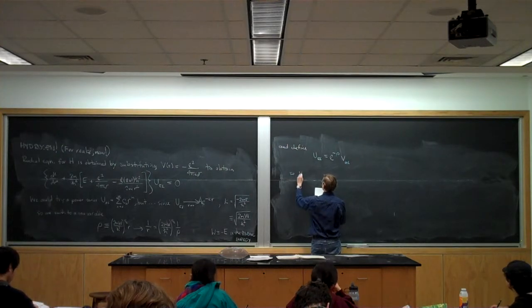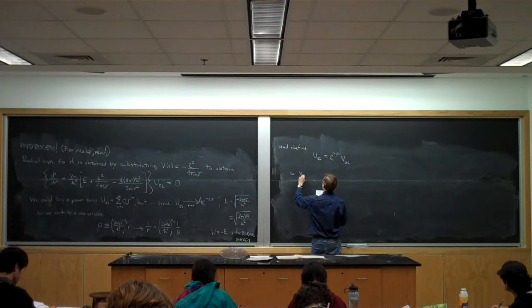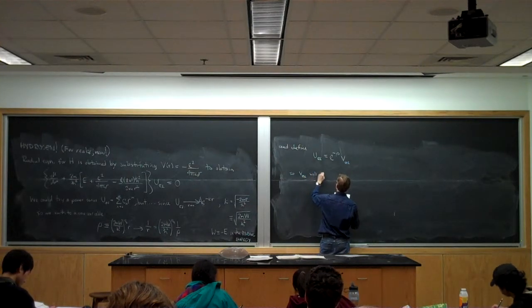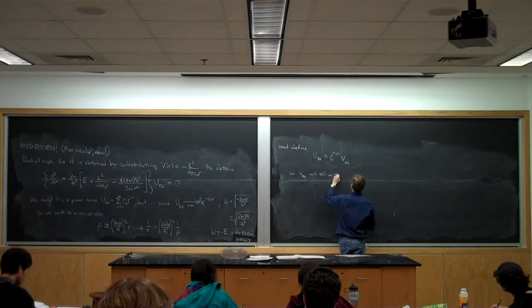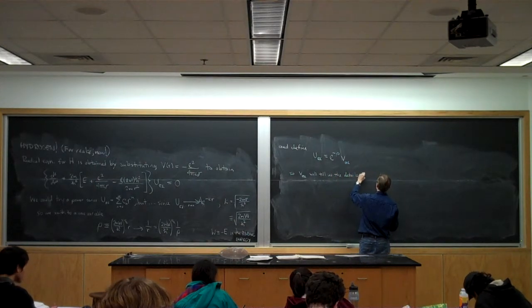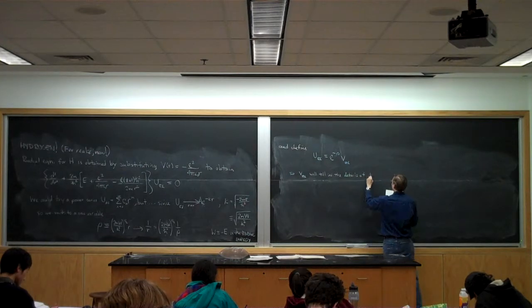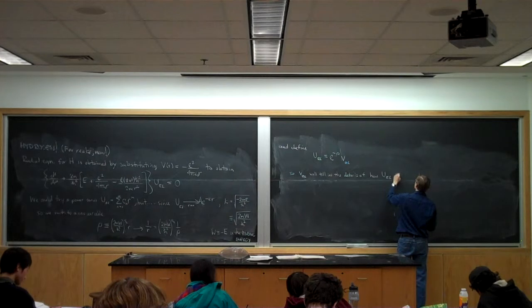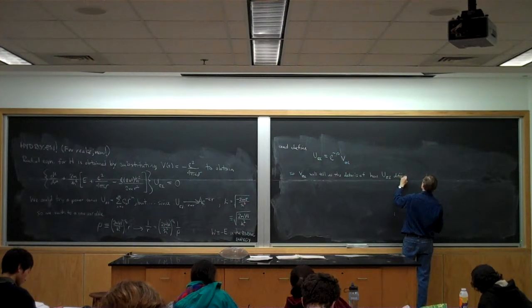So v_l will tell us the details of how u_l differs from its asymptotic form.